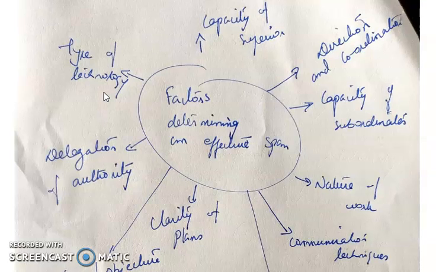So the kind of technology you are going to adopt for the process determines what kind of span you would be engaging to supervise the subordinates. Right. If you take process and continuous production, the number of people engaged in such activities is very small compared to mass production and assembly line. So you have to decide what kind of span of control you are going to employ. The second one is delegation of authority.